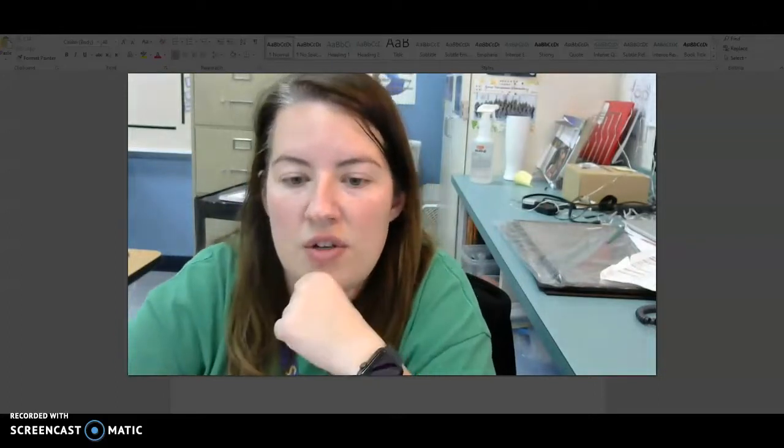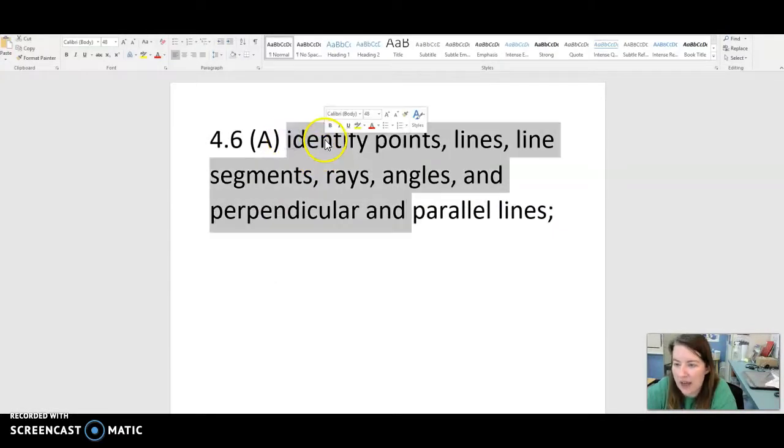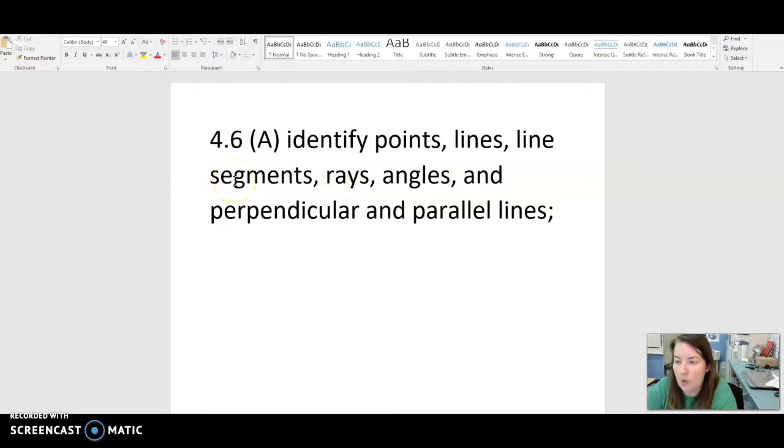So here is our new TEK that we're going to take a look at today. Our TEK is 4.6a, and it says we should be able to identify points, lines, line segments, rays, angles, and perpendicular and parallel lines. Identify just means that we need to be able to point out which thing is which. So just, hey, that's a point, or that's a line segment. Just identifying is being able to say, hey, I know what that is.